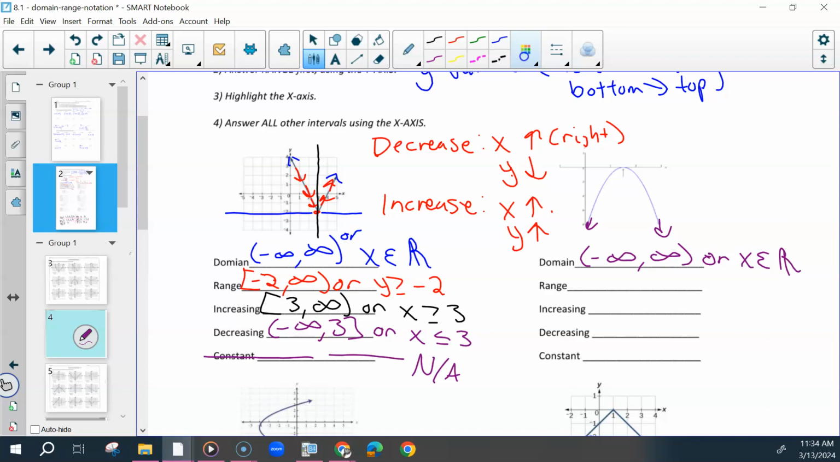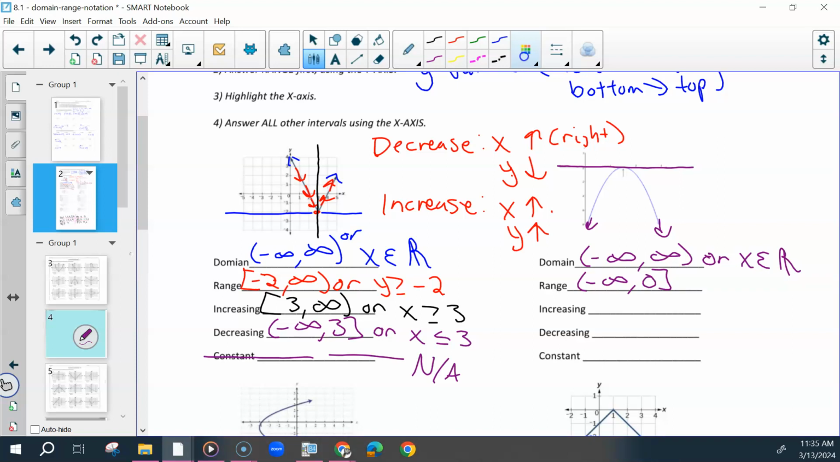Your range is going to be kind of similar to the last one, except opposite. This has a highest point, but it keeps going down. So if we're looking lowest to highest, where does this start? Negative infinity. And then what is the y value right here where it stops? 0.